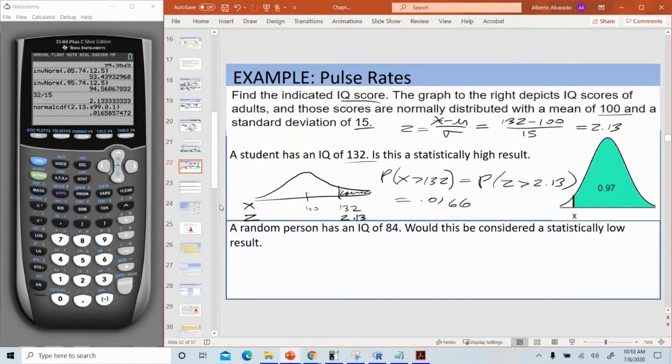Or 6 if I round. So that's the probability. But again, I could have skipped that and just done the mean and standard deviation of this scenario. I could have said 132 and beyond, so 132 is the lower, upper would be infinity. The mean in this question is 100, and the standard deviation is 15. If I do that, I'd get the same.